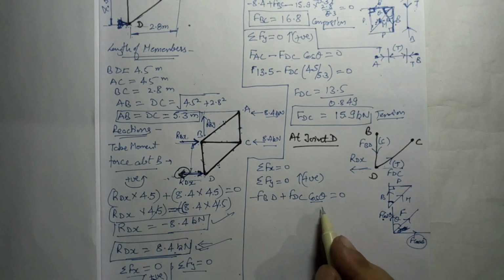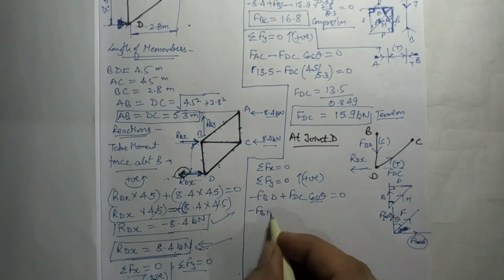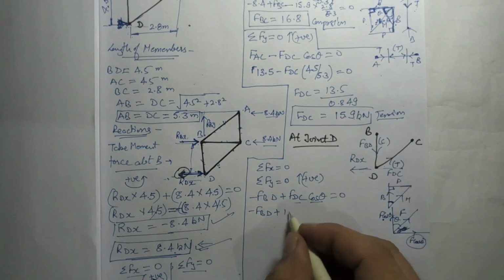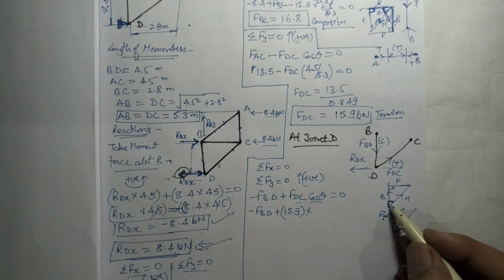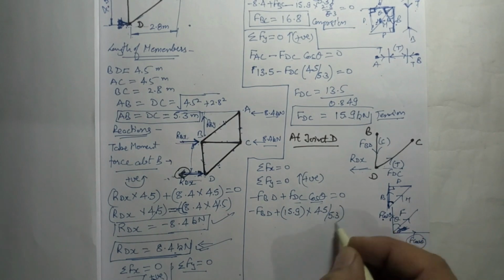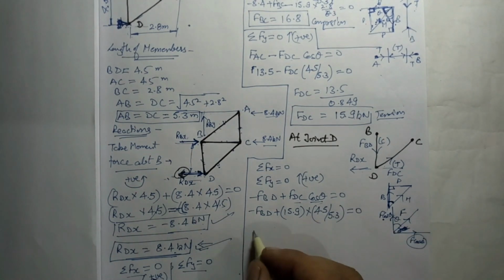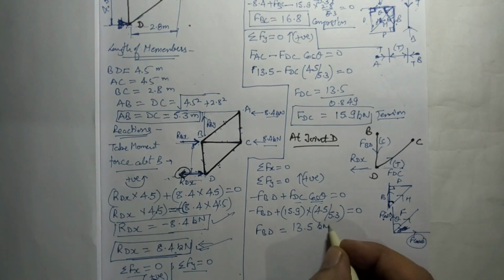So done this. Okay, now we will have FBD. We know this value, so FBD plus FDC we have calculated, that is 15.9 into what is cos theta. Now apply here the cos theta, this is theta, so this is base over hypotenuse. Now what is the value of base here in this triangle? You can see that is 4.5. So this is 4.5 divided by hypotenuse 5.3. So when I calculate it, it will go on that side minus, and it will become positive. FBD, that is equal to 13.5 kilonewton, and it is positive.